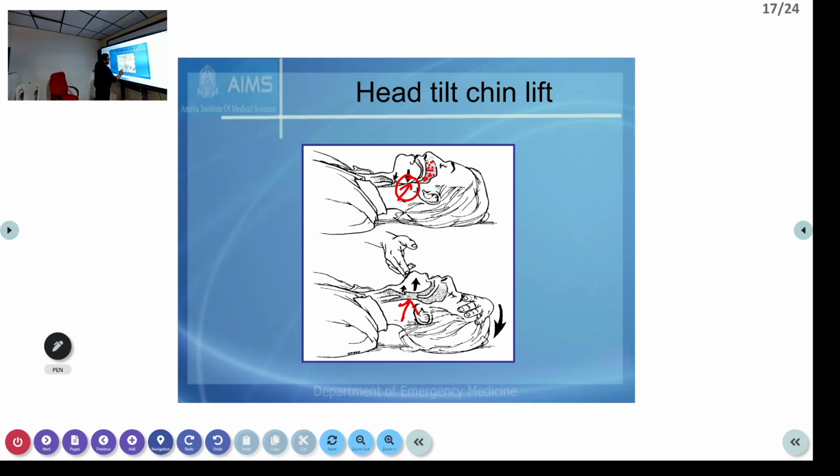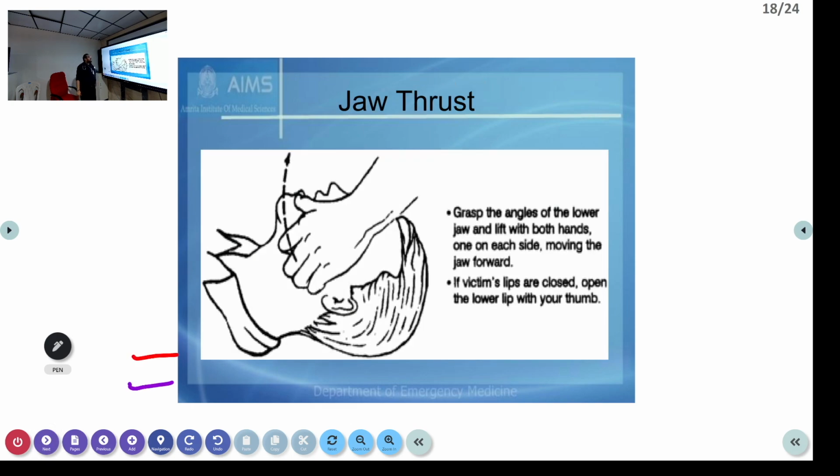Suppose you have a patient with suspected cervical spine injury, you should not be doing a head tilt maneuver. Instead of that, you need to do something called the jaw thrust maneuver. Basically, you grasp the angle of the lower jaw with both hands on each side and move the jaw forward, so that the airway is open. So this is the pictorial representation. We can have a demonstration on the mannequin later on.